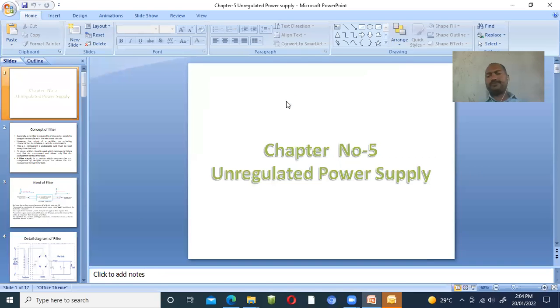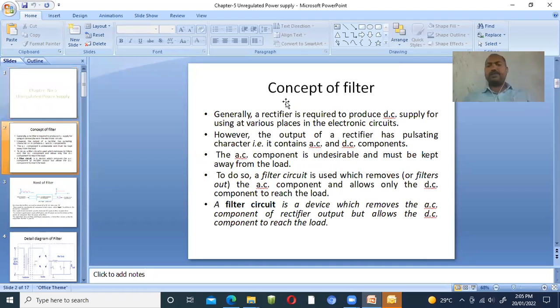case of industrial or laboratory purposes, we use DC supply, because DC indicates direct current that does not vary with respect to time, right? That is required for laboratory work, as we have seen in this chapter, right? We already started the concept of the filter. If we need a filter, we have seen that in the next slide. But now, what is meant by the filter?